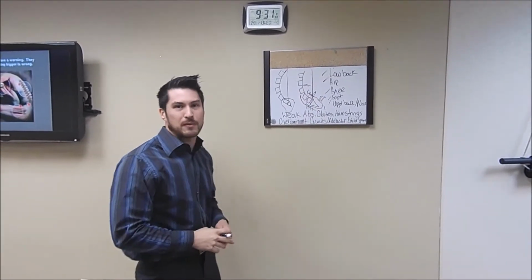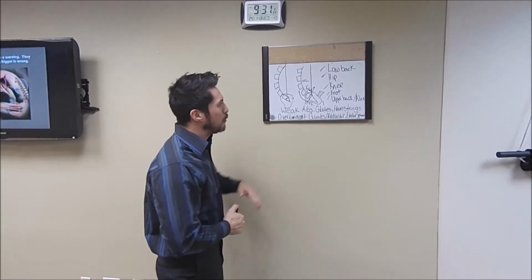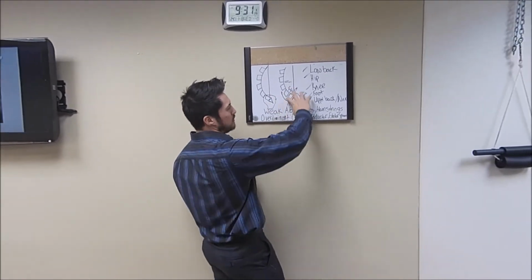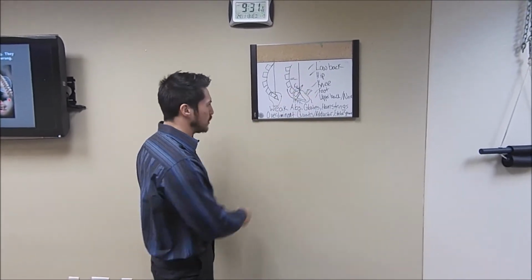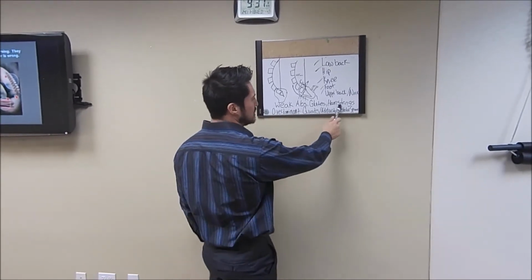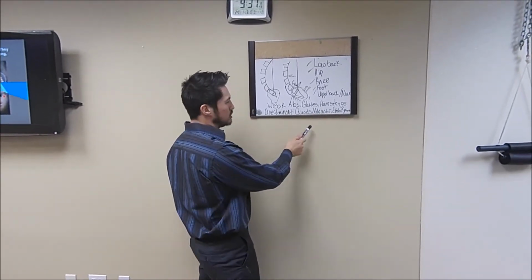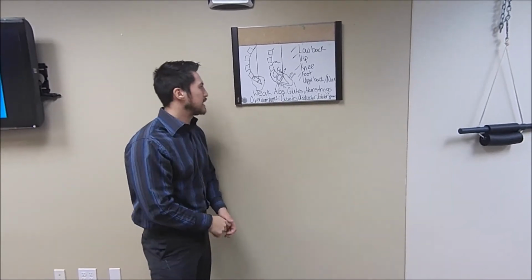Okay, so what we're going to talk about today is what kind of things you can do at home to help combat that and get this pelvis to start rocking posterior, or backwards. Okay, so we can just basically look at these things here. We have the weak abs, glutes, and hamstrings, and we have the over-dominant quads, adductor muscles, and the erector spinae.